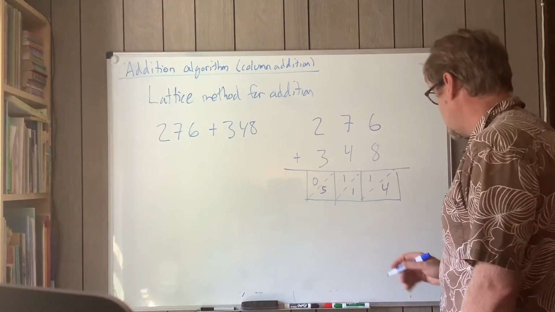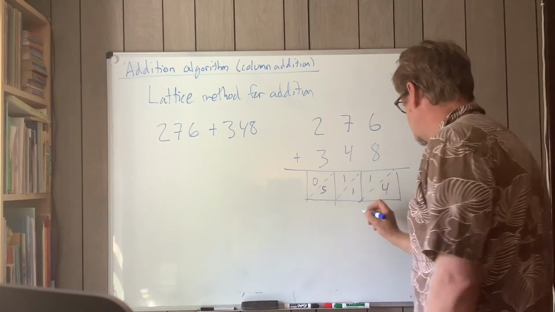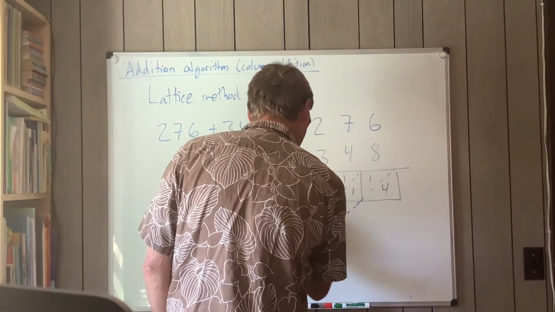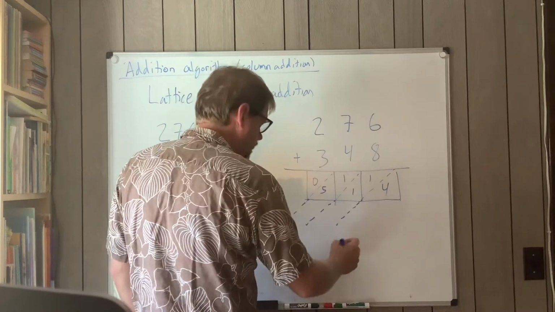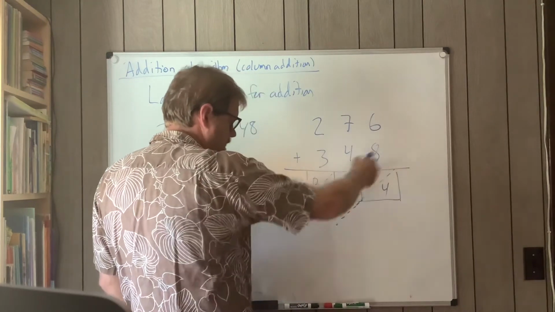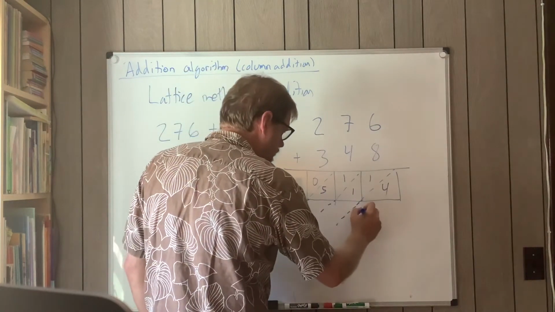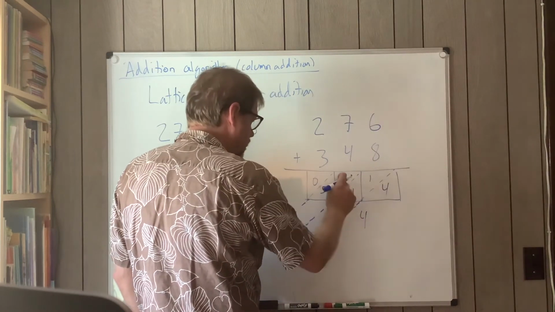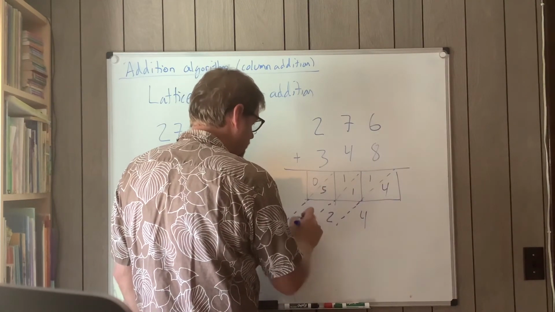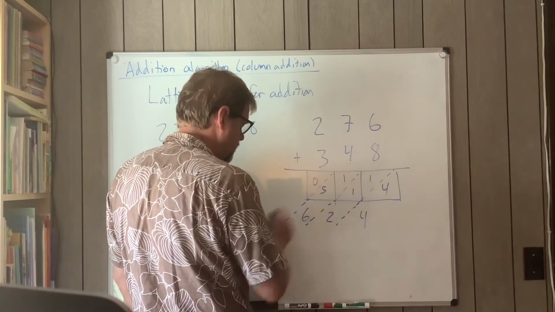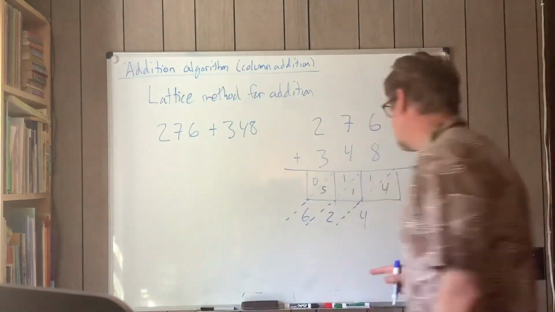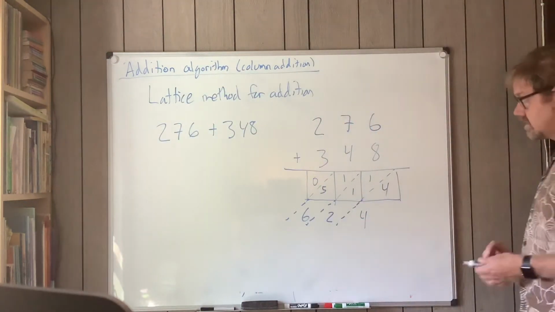Okay, and then all we do is extend these over, and we just write the result down, adding along diagonals. So 4, this stays like that. 1 and 1 is 2. 1 and 5 is 6. Okay, and I could write the 0. So the answer is 624. 624. Okay.